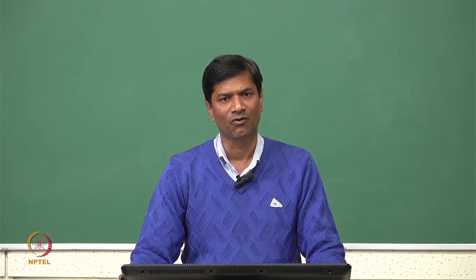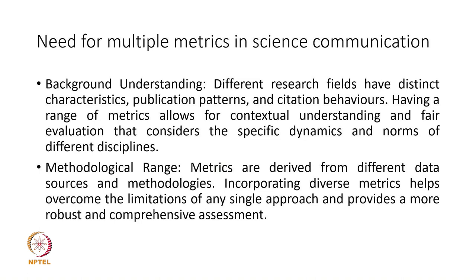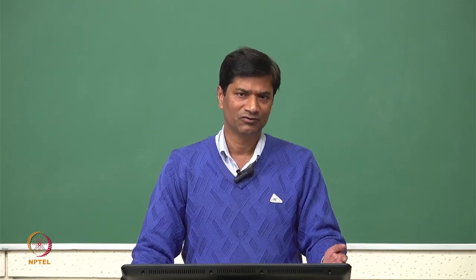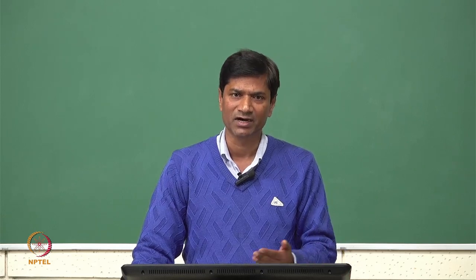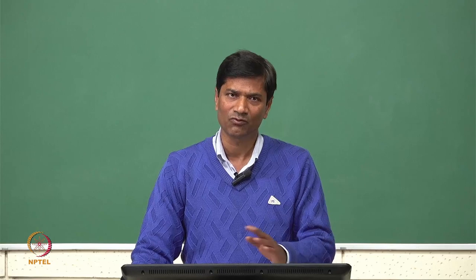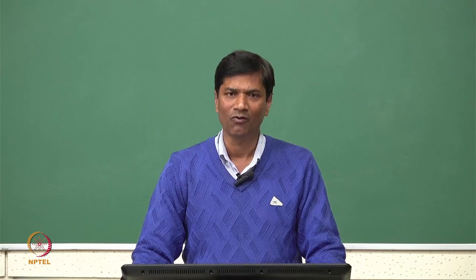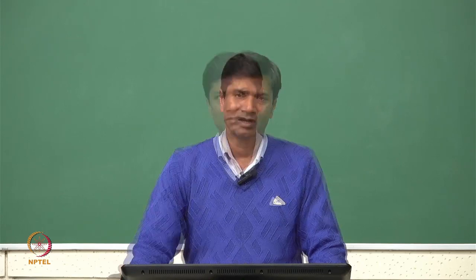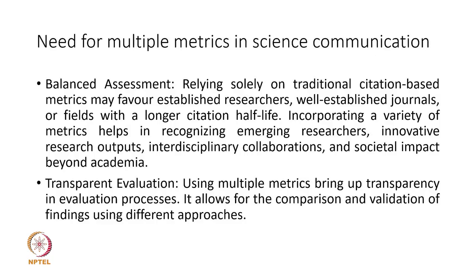Different metrics are also needed for background understanding of different domains of science and also the methodological ranges, because as we have seen, science is spreading, multidisciplinary, multifaceted. There would be different methodological processes, different methodological ranges. To cover all these aspects, we need different metrics so that various aspects of science communication can be measured and covered. Different metrics are also needed for balanced assessment and transparent evaluation.